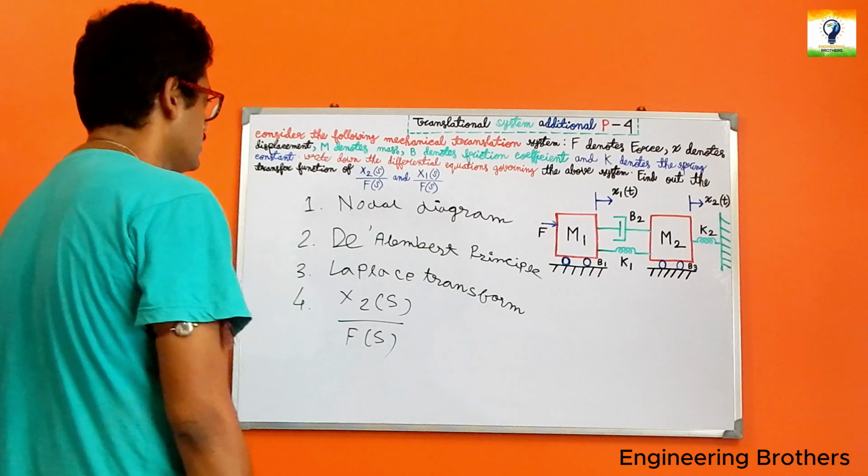So our first step is the nodal diagram. What are the important steps or objectives to draw the nodal diagram? Let us show you. First we consider our two displacement parts. The first one is our x1t, present at the left hand side. You can see that in our given translational system also, the x1t is present at the left hand side of the diagram. So this one is our x1t, and at the right hand side we have the x2t. So this is our x2t.